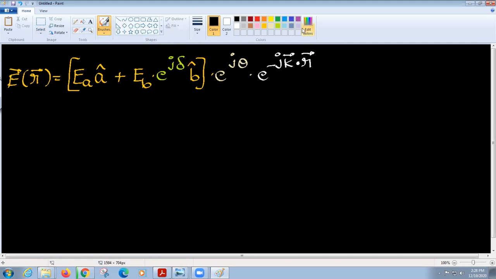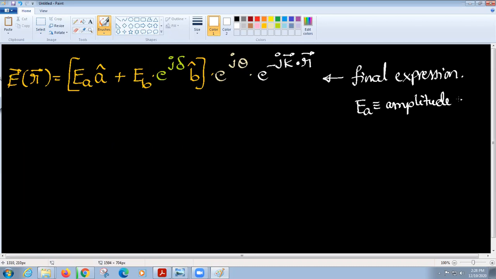So this is the final expression. EA is the amplitude along direction A. Similarly, EB is the amplitude along direction B. Okay, and you have theta as the common phase and delta as the phase difference. So you know all that. Now you can identify all these things like this.